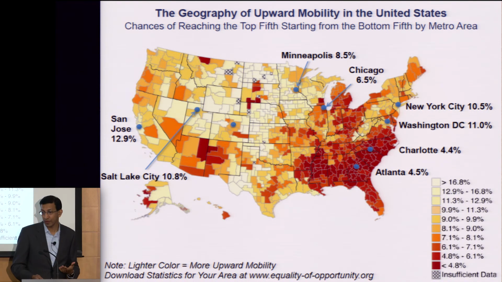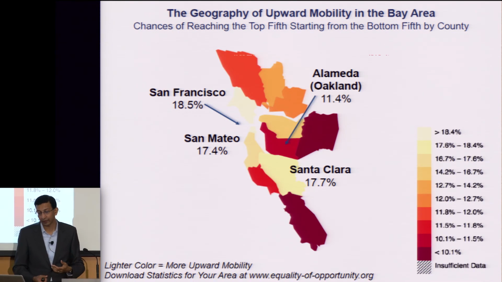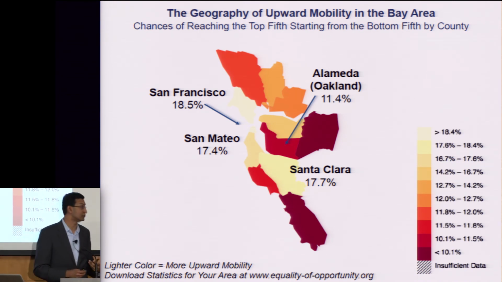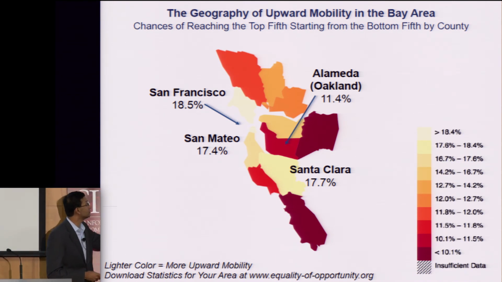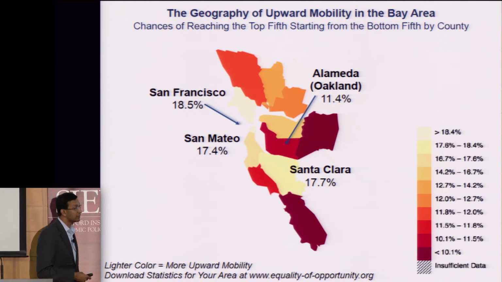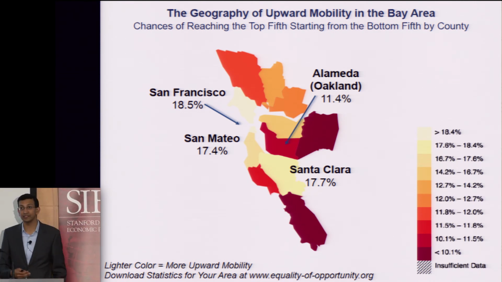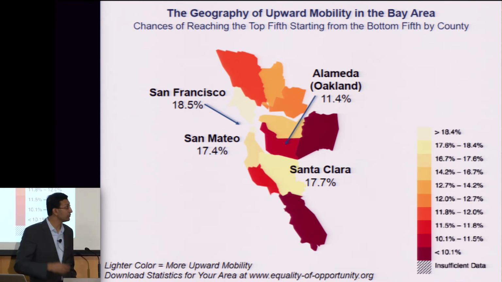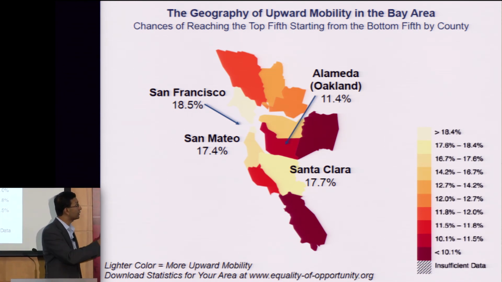But when you zoom in to finer areas, you see that there continues to be a lot of variation, even across local areas, even across local jurisdictions within a metro area. So take, for instance, the Bay Area. This chart here is showing you the same data at a county level instead of the metro area level, the fraction of kids going from the bottom to the top fifth of the national distribution.